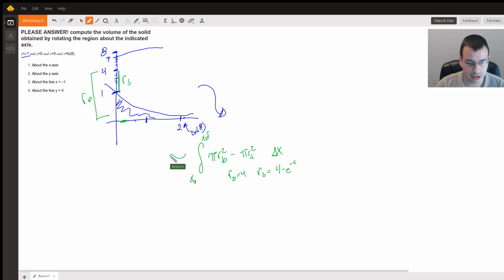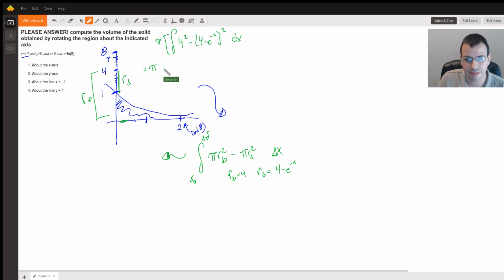Okay, plugging things in. So we have, running out of real estate here. Let's see. It's maybe up here. I'll erase this top portion. So we'll do pi. I know it's kind of small. It's okay. We'll get over it. Integral, because I just factored out the pi. 4 squared minus quantity 4 minus e to the negative x quantity squared dx. Okay, we can do this.